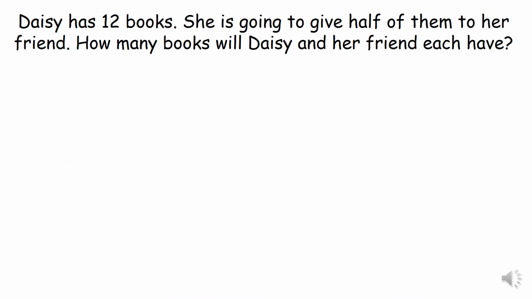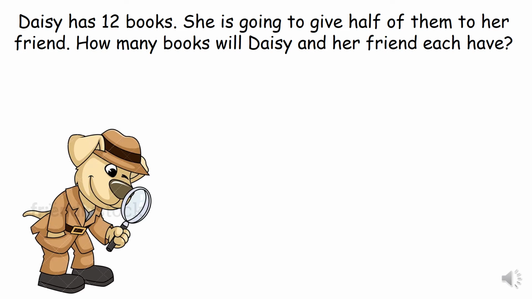Let's have a go at this word problem. It says Daisy has 12 books. She is going to give half of them to her friend. How many books will Daisy and her friend each have? We need to be detectives again and we need to look for the important numbers in the word problem. Can you spot any important numbers?